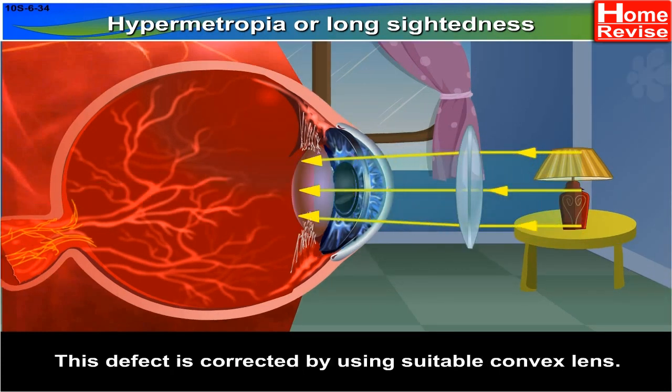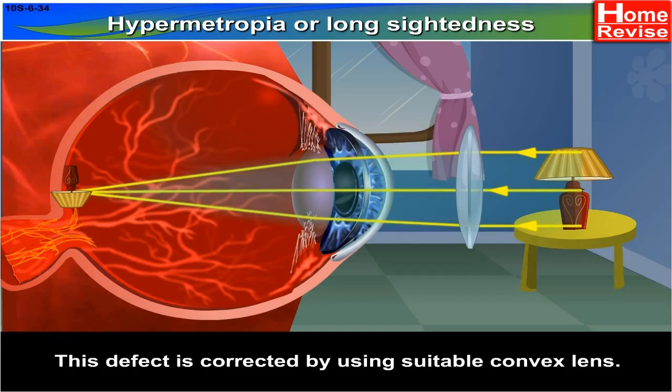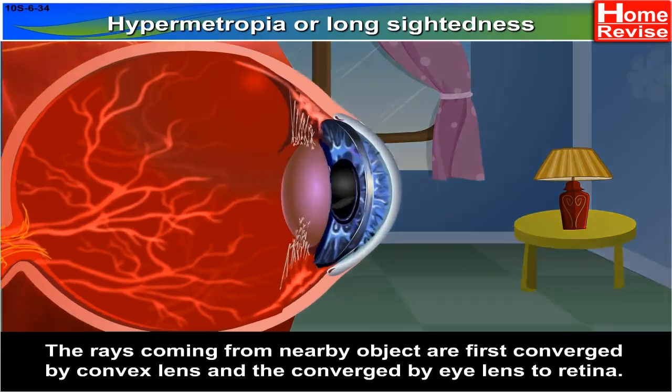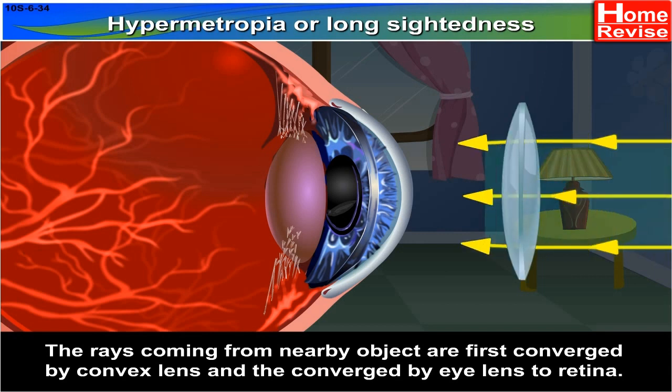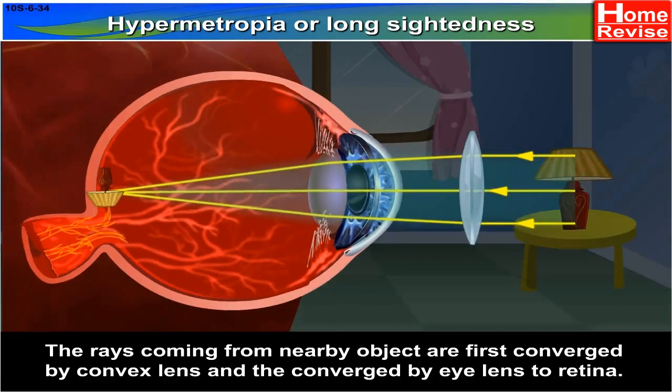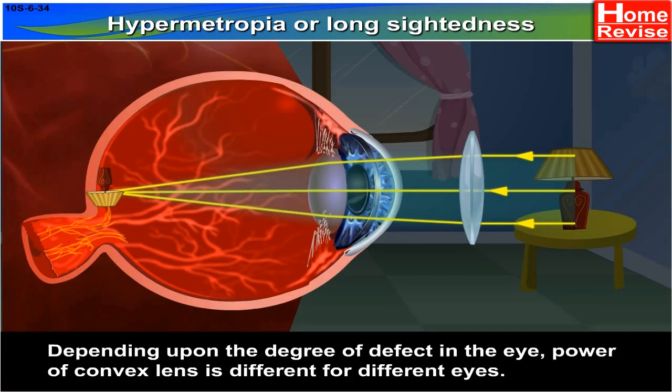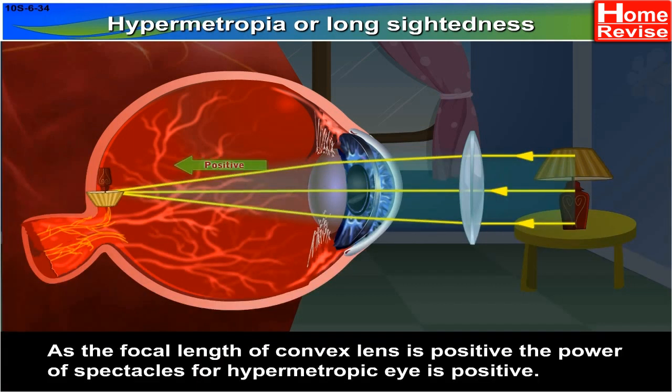This defect is corrected by using suitable convex lens. The rays coming from nearby object are first converged by convex lens and then converged by eye lens to retina. Depending upon the degree of defect in the eye, power of convex lens is different for different eyes. As the focal length of convex lens is positive, the power of spectacles for hypermetropic eye is positive.